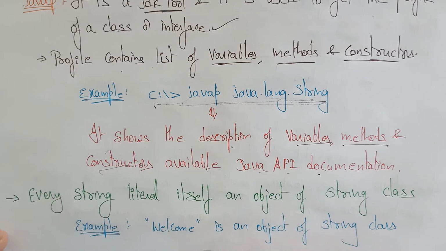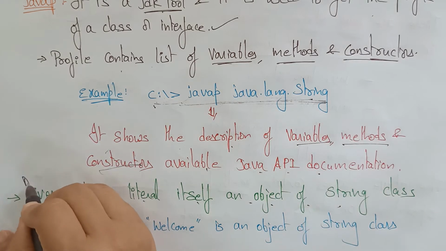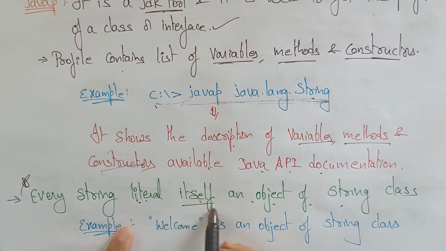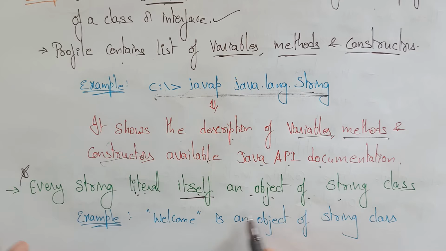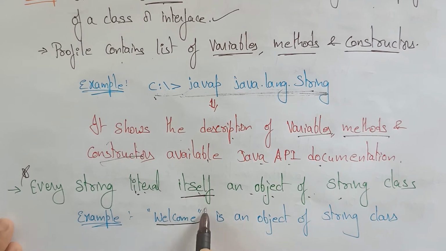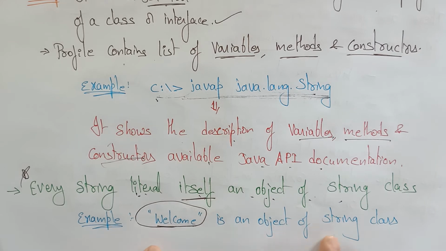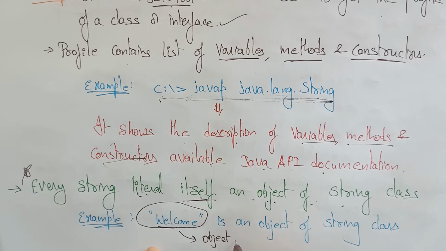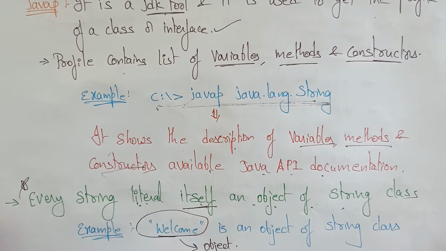Every string literal is itself an object of the String class. This is one more important point. Whatever the string literal, every string literal itself, we call it an object of the String class. What does it mean? For example, "Welcome" is a string literal, right? Any word within double quotes is a string. A string literal is an object of the String class, so it can act as an object of the String class. That is the meaning of this definition.